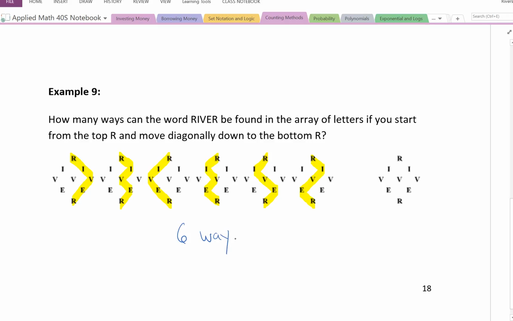If we use the counting, right, and then you're adding across. So this would be 2, this would be 3, this would be 3, and 3 plus 3 gives you 6. So whichever method you choose, you'll still get the 6 ways.